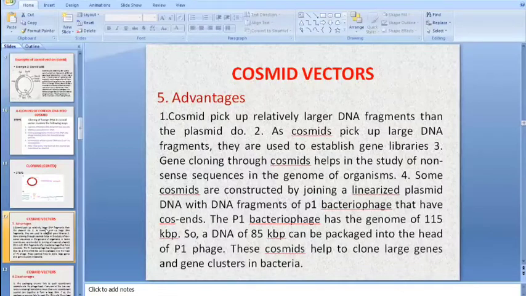They are used to establish gene libraries. And another important advantage or use is that gene cloning through these vectors helps in the study of nonsense sequences in the genome of organisms. As you know, there are some coding or sense and non-coding or nonsense sequences in the genome of a particular individual. So these vectors can be used to study such nonsense sequences.